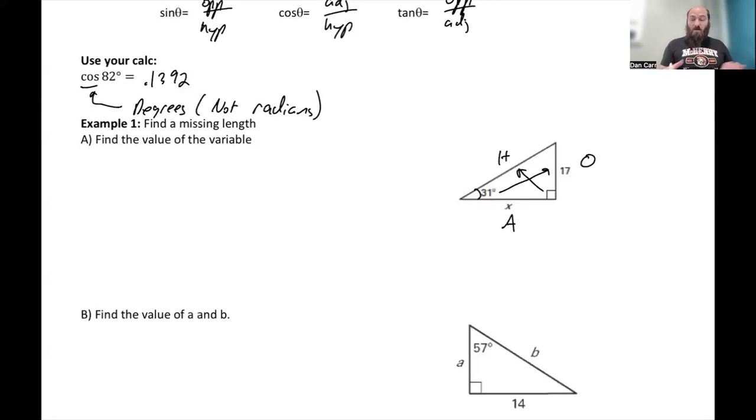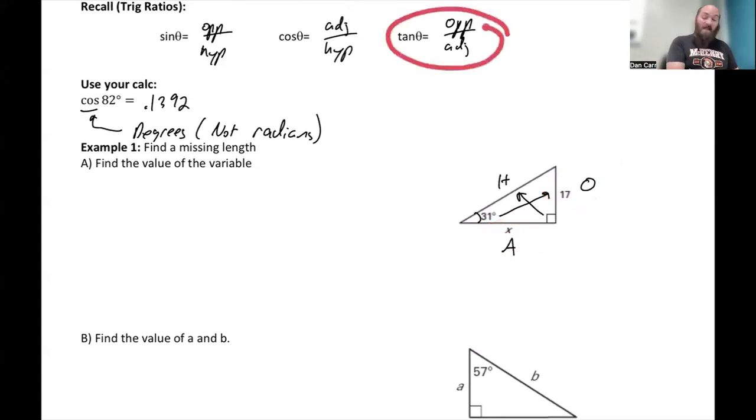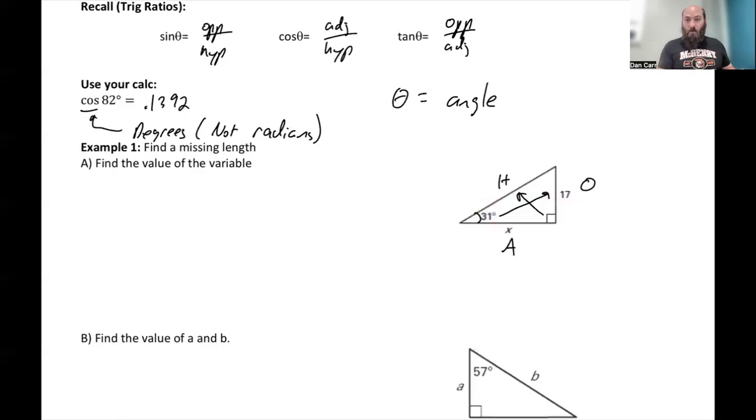The next step is to take a look at what you know and what you're looking for. I know the opposite side, and I'm looking for adjacent. So I go back and look at my ratios. Which one uses opposite and adjacent? That's tangent, the tangent of theta. Theta is always going to be the angle, just a reference. So tangent of theta is opposite over adjacent.